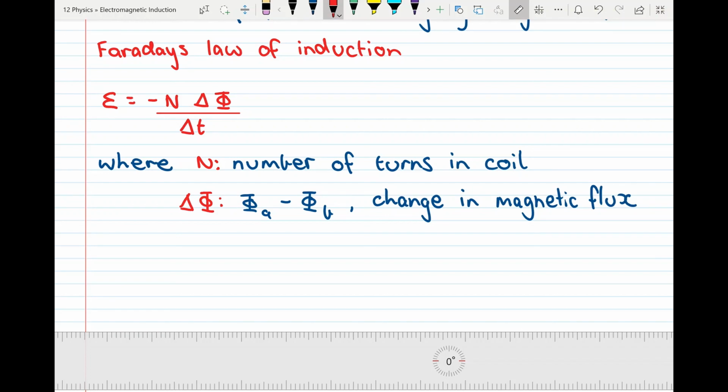And then finally, delta t is just the change in time. How long did it take? You could write that as t1 take t2, or t2 take t1, no difference. Change in time.